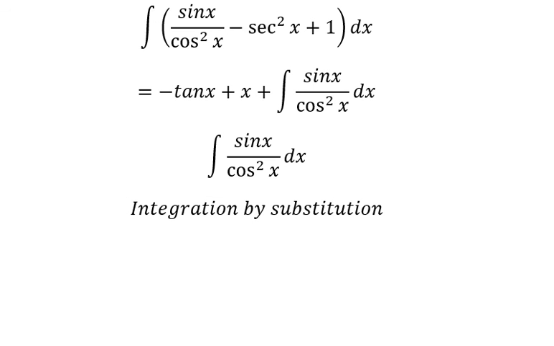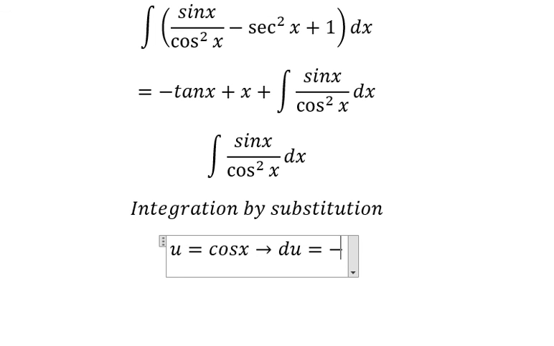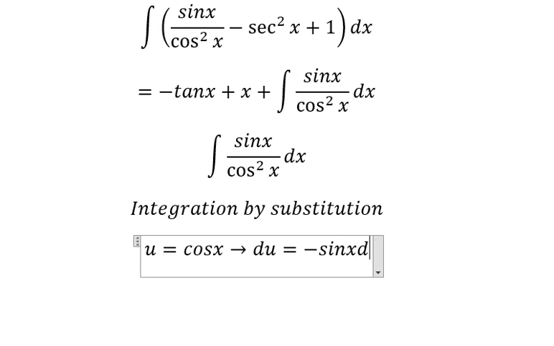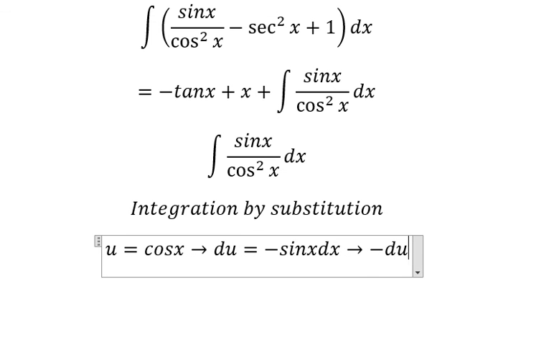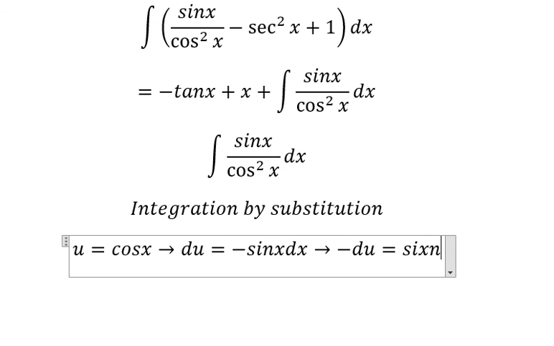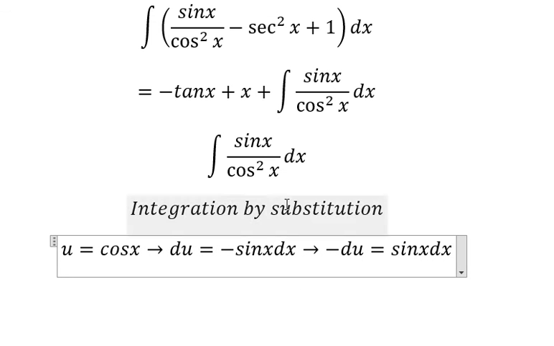So I will put u equals cosine x. Later we take the first derivative for both sides. You get negative sin x dx. Later we move the negative to the left, and you get negative du equals sin x dx.